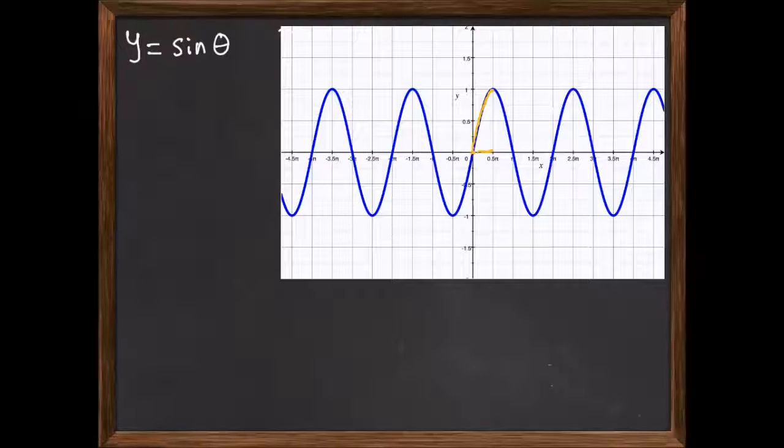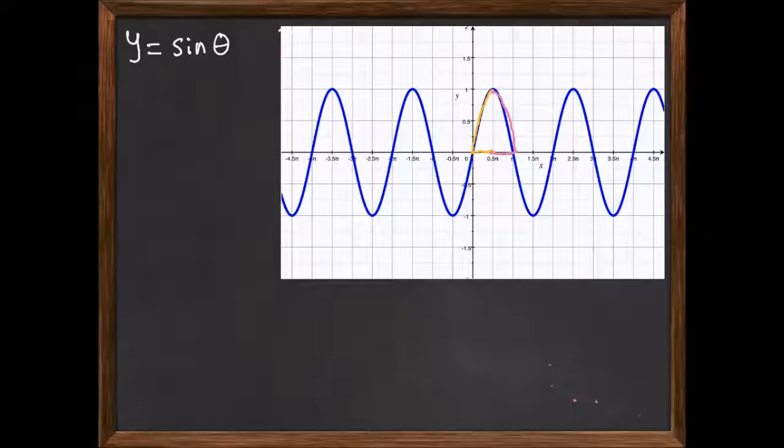As theta increases from 0 to pi over 2, sine theta increases from 0 to 1. As theta increases from pi over 2 to pi, sine theta decreases from 1 to 0. And this continues. As theta increases from pi to 3 pi over 2, sine theta continues to decrease from 0 to -1. And as theta increases from 3 pi over 2 to 2 pi, sine theta increases from -1 to 0.